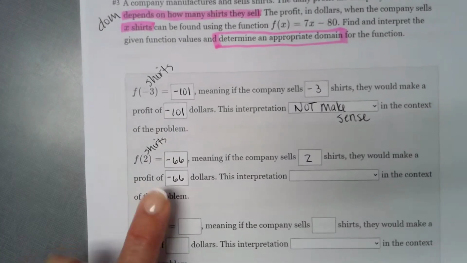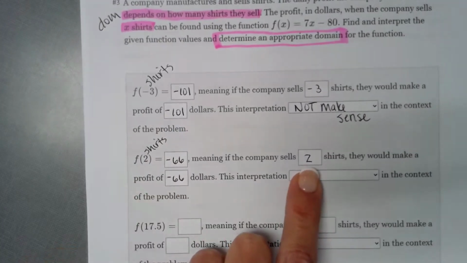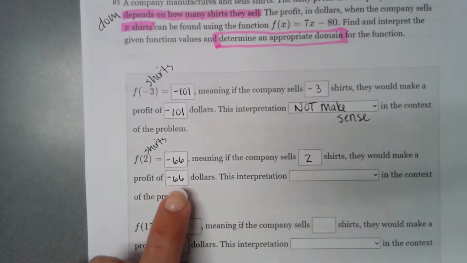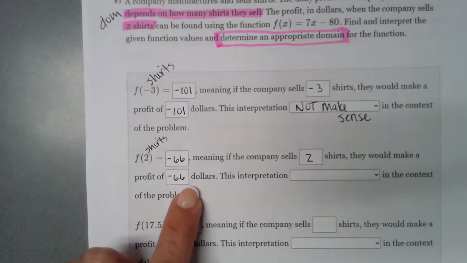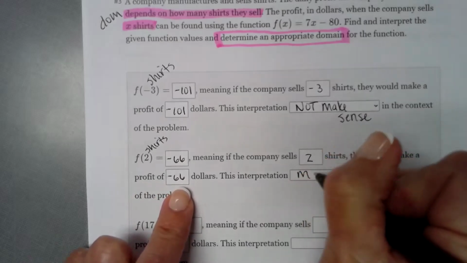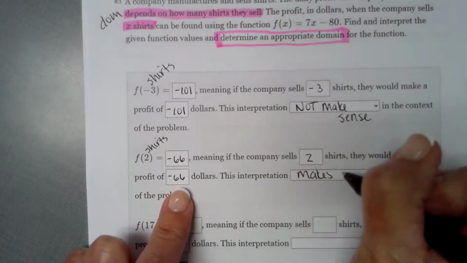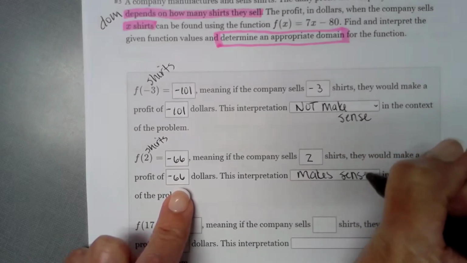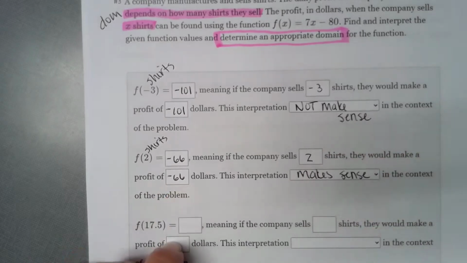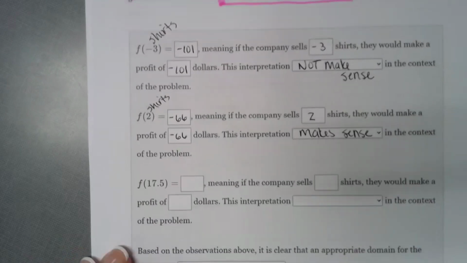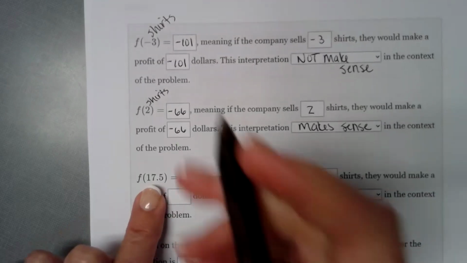Now, I want you to think of something. Y'all, it is possible for them to sell 2 shirts. And yes, we're talking about profit. In other words, they're still in the hole. They are not making money. So this does make sense. Okay. All right. We're going to go through the motions here.